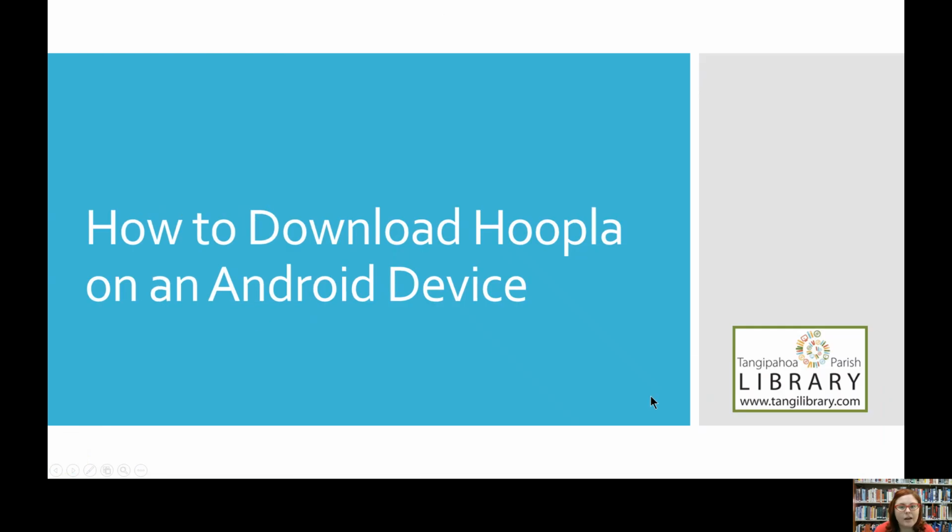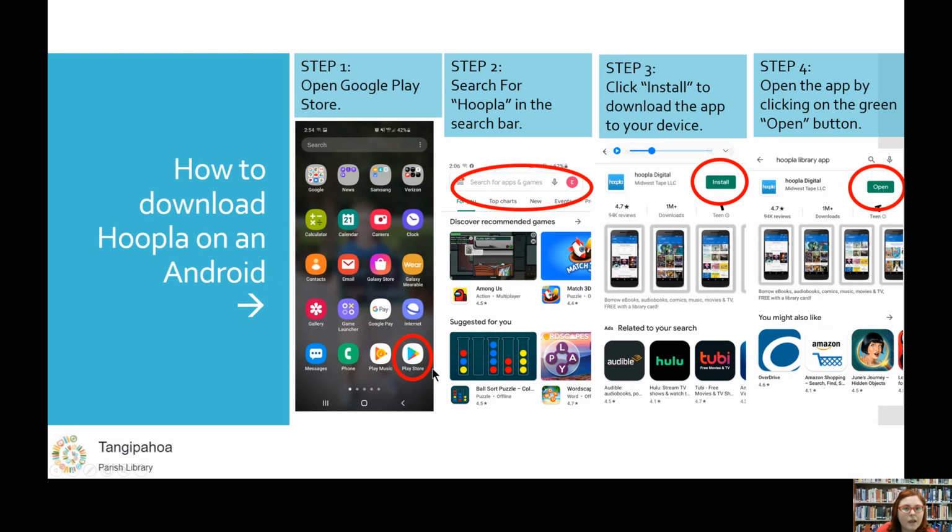Now let's begin on how to download Hoopla on an Android device. First, you will begin by opening the Google Play Store. You will look for the Play Store icon. Now, if you don't see it on your main page of your phone, you may need to swipe left and right to scroll through your pages to locate the icon. You may also need to swipe up in order to locate it. Once you have located it, click on that button.